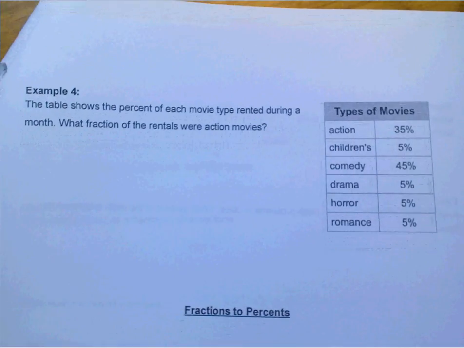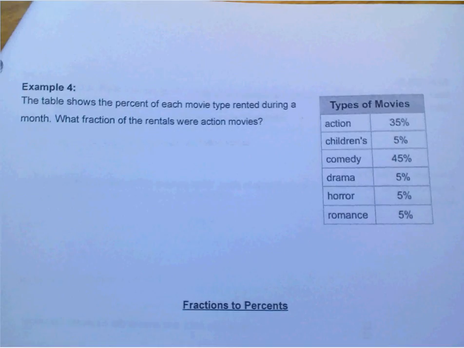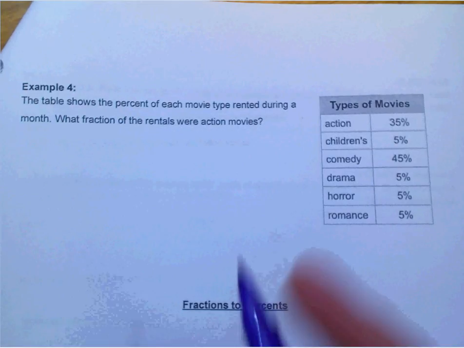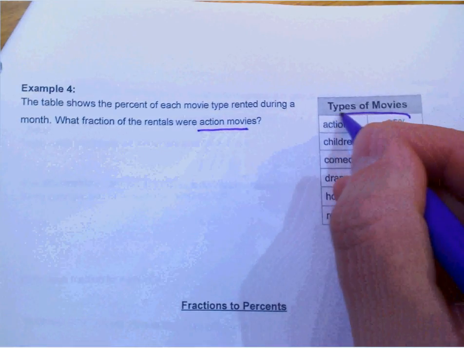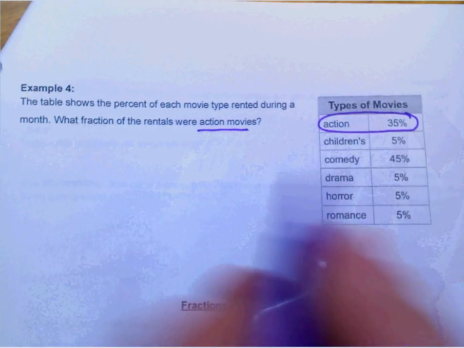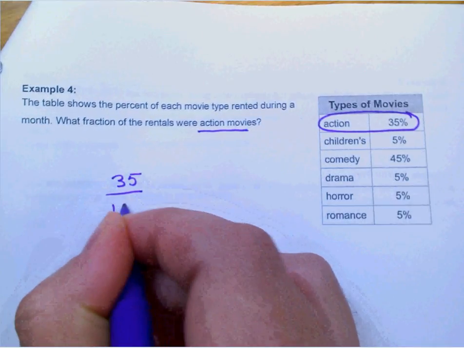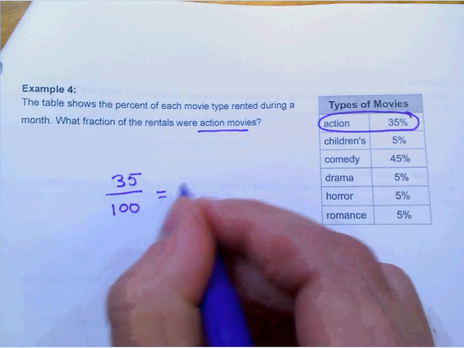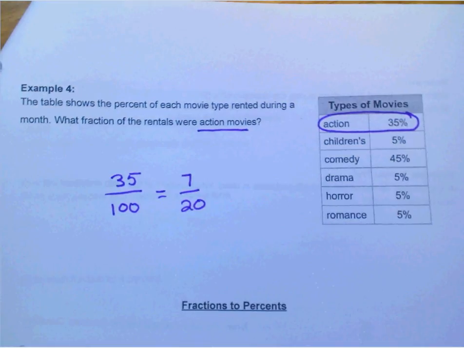The table shows the percent of each movie type rented during a month. What fraction of the rentals were action movies? You need to make sure that you go through, underline important information, find the action movies. That's 35 out of 100. When we simplify that, that's 7 over 20 because we divided by 5.